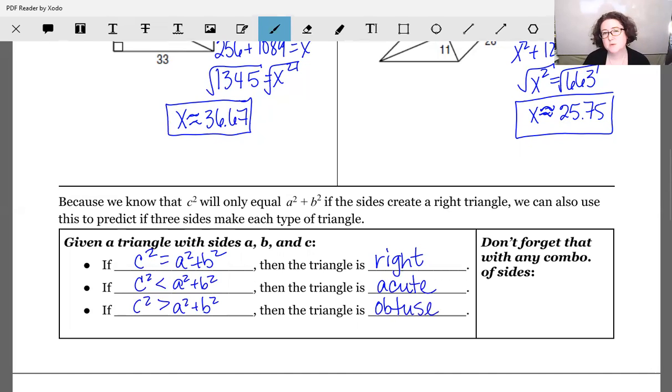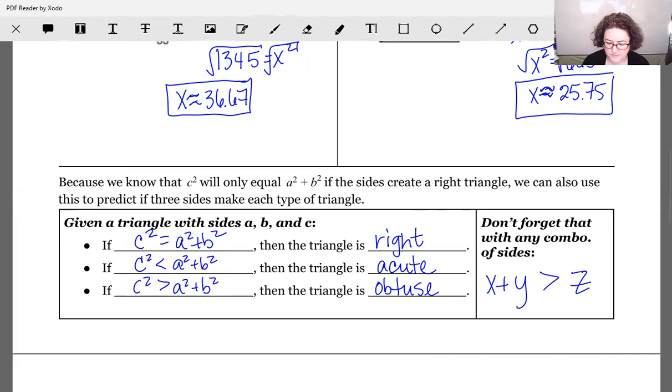And don't forget, too, we're still trying to make triangles in here, so we can't forget that relationship that with any combination of sides, we need to be able to add two of the sides together and have them bigger than the third, no matter what sides we're using. So never a bad idea to go through and test that as well. So let's try this out on some problems.